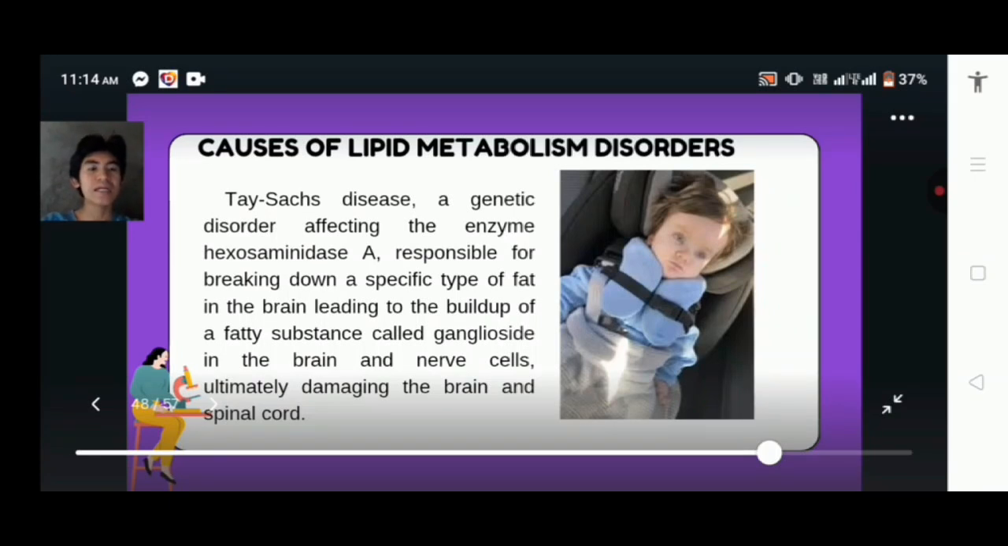Okay, Tay-Sachs disease, a genetic disorder affecting the enzyme hexosaminidase A, responsible for the breakdown of a specific type of fat in the brain, leading to the buildup of a fatty substance called ganglioside in the brain and nerve cells, ultimately damaging the brain and the spinal cord.